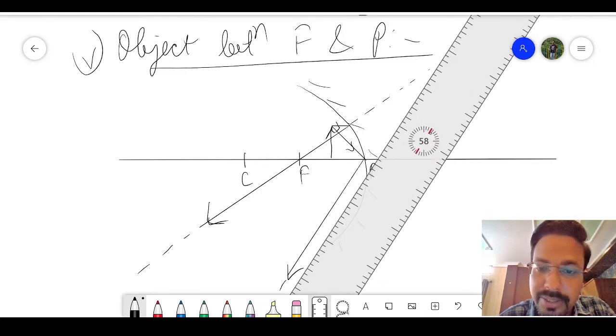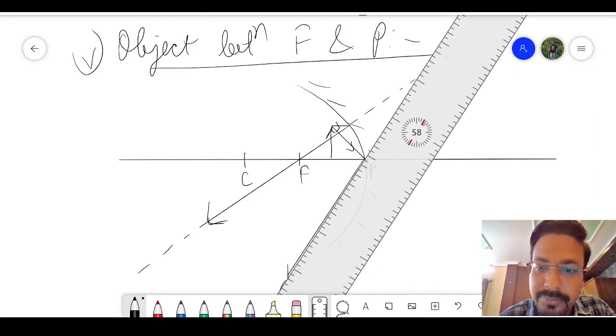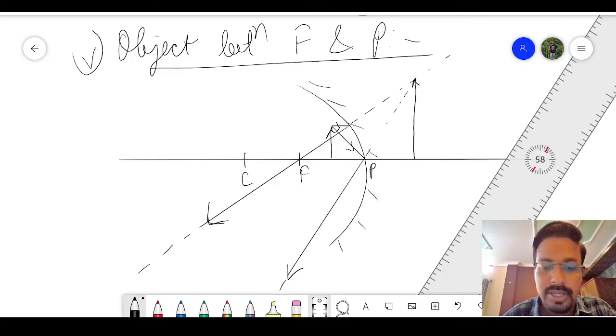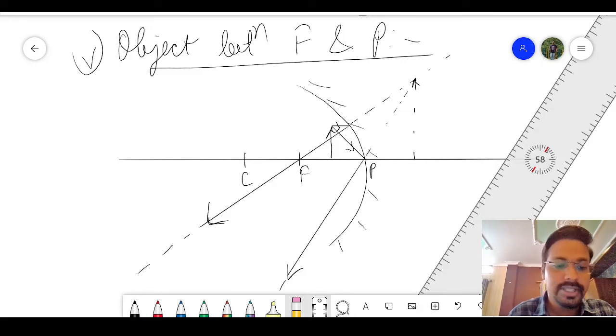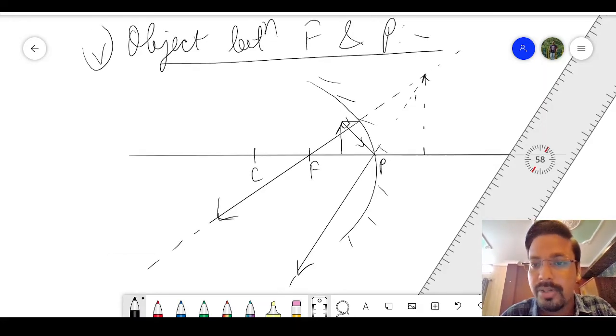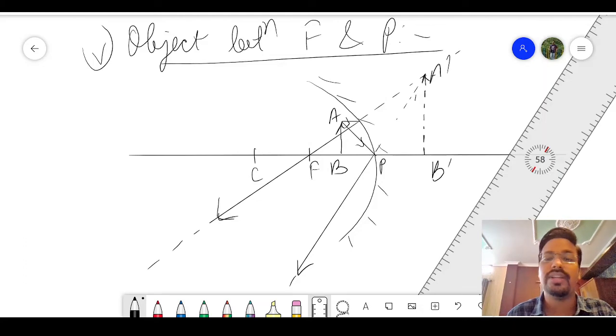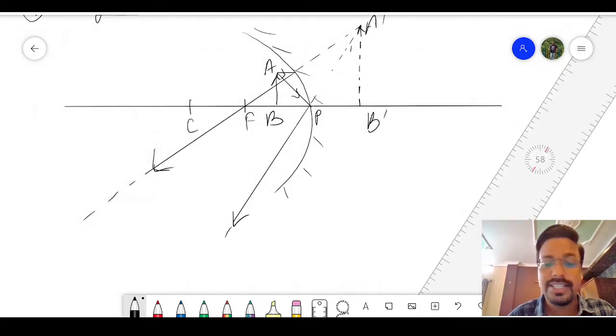Now where do they meet? Let's check that. See, they meet at this point. So this becomes the point of formation of image. Now this is a virtual image because it is formed at the back of the mirror. So if this is AB, this is going to be your A dash, B dash, the only case where a virtual image is formed.